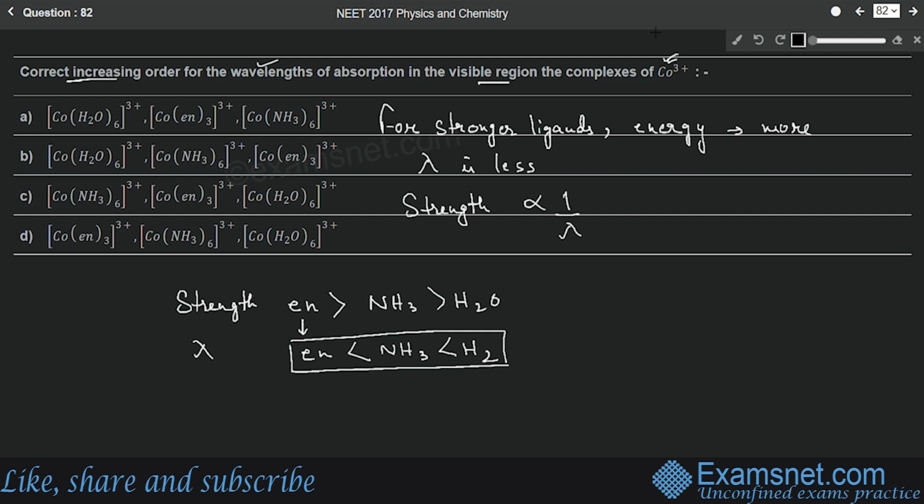So this will be the increasing order of the wavelengths of the light absorbed in case of these ligands. So first en, that means this one, the last option, then ammonia, and then water. So option D will be the correct answer.